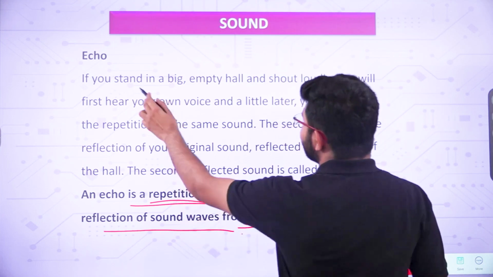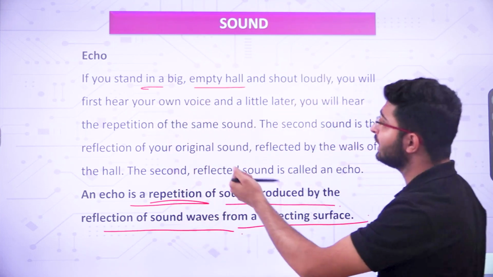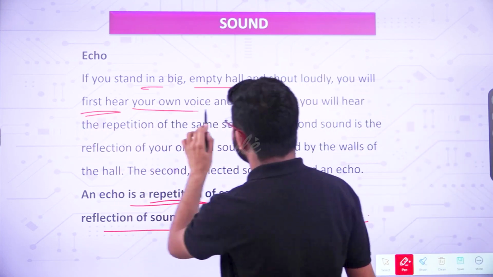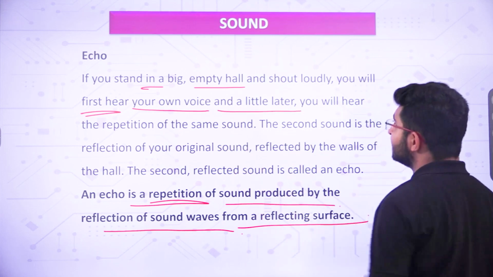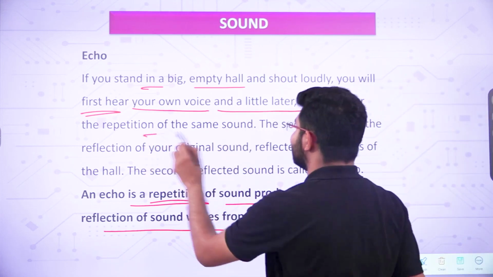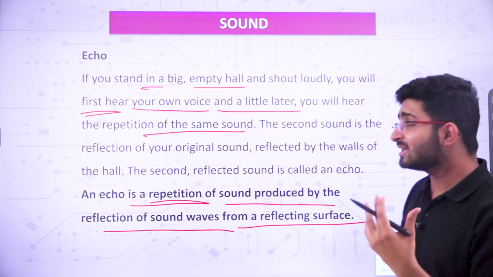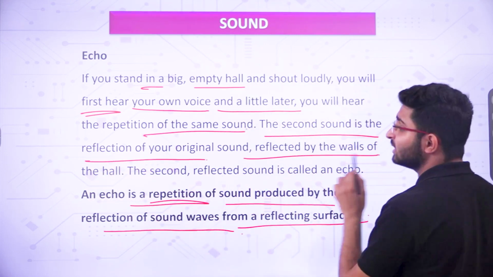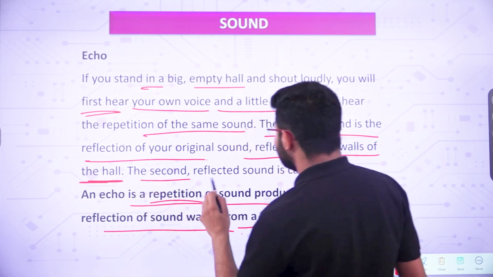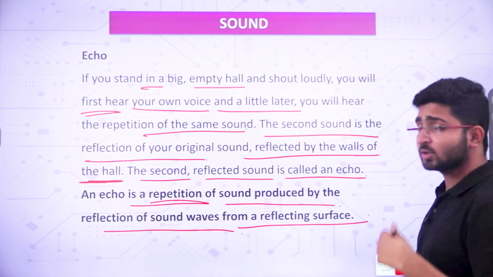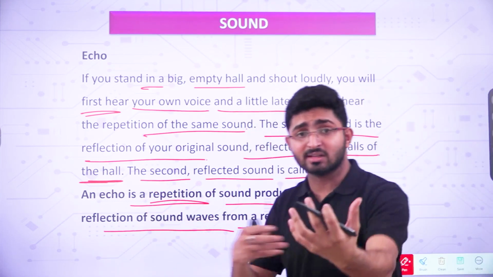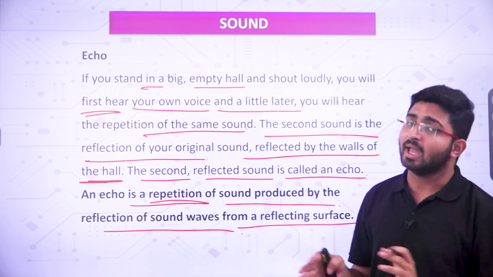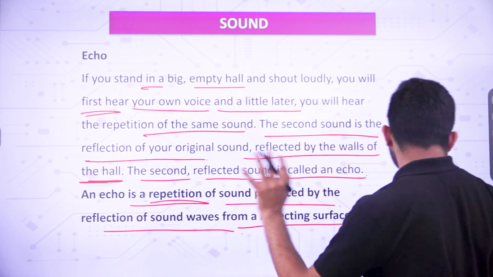If you stand in a big empty hall and shout loudly, you will first hear your own voice and a little later you will hear the repetition of the same sound. The second sound is the reflection of your original sound by the walls of the hall. The second reflected sound is called an echo. So the second reflected sound that is coming back to you is the echo of yours.